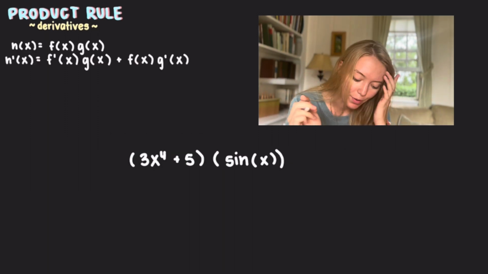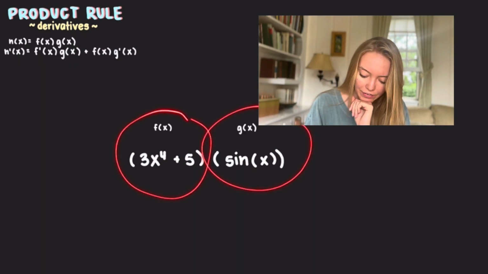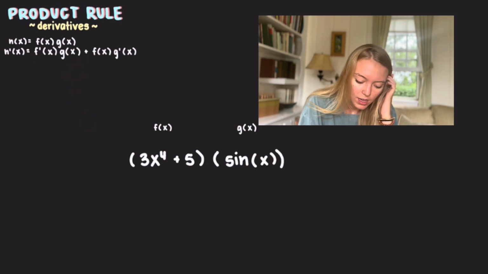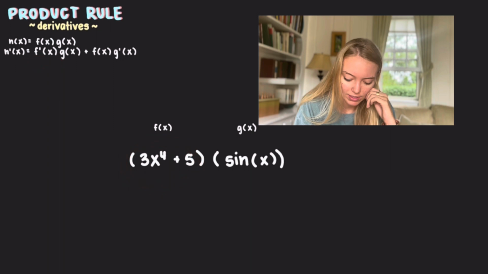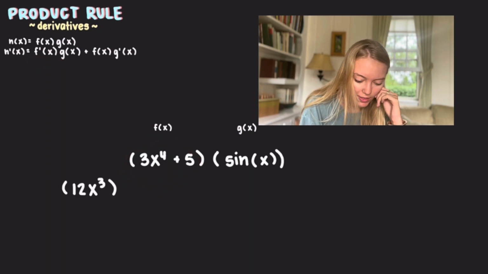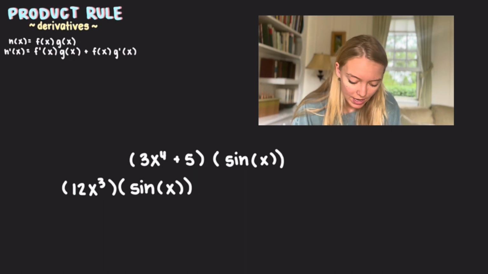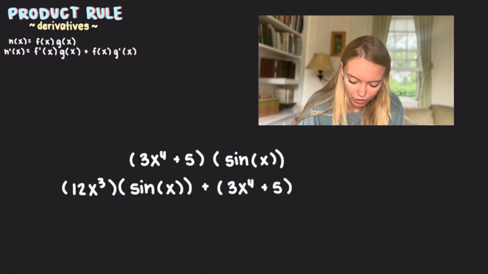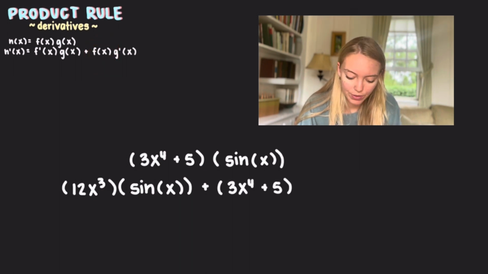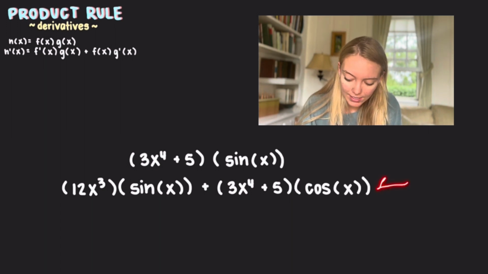Okay, example number 1. Take this derivative. All right, so identify your f of x and your g of x. Okay, so we just have to follow this. So let's start. F prime of x. Well, the derivative of this is just going to be 12x cubed. That's being multiplied by g of x, which is just normal sine of x. Now, add f of x by itself, which is just 3x to the 4th plus 5, times the derivative of g of x, which is just cosine of x. So this is going to be the derivative of this problem right here.